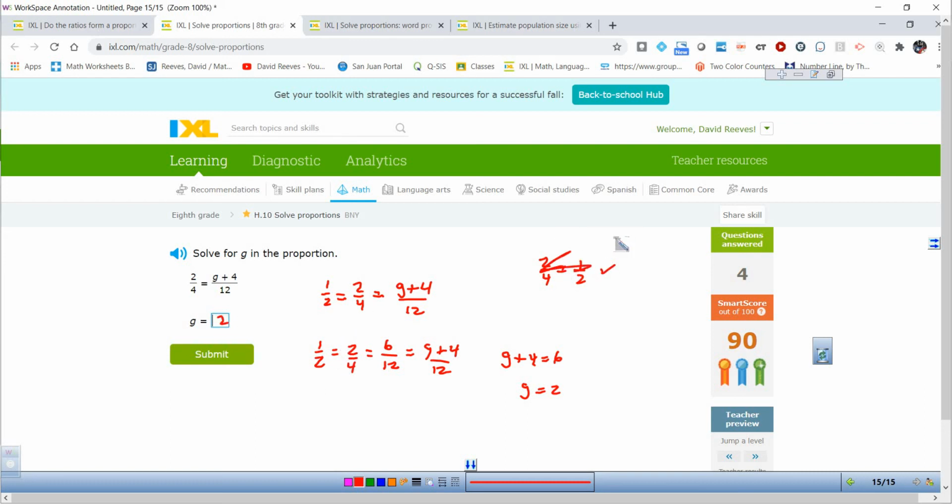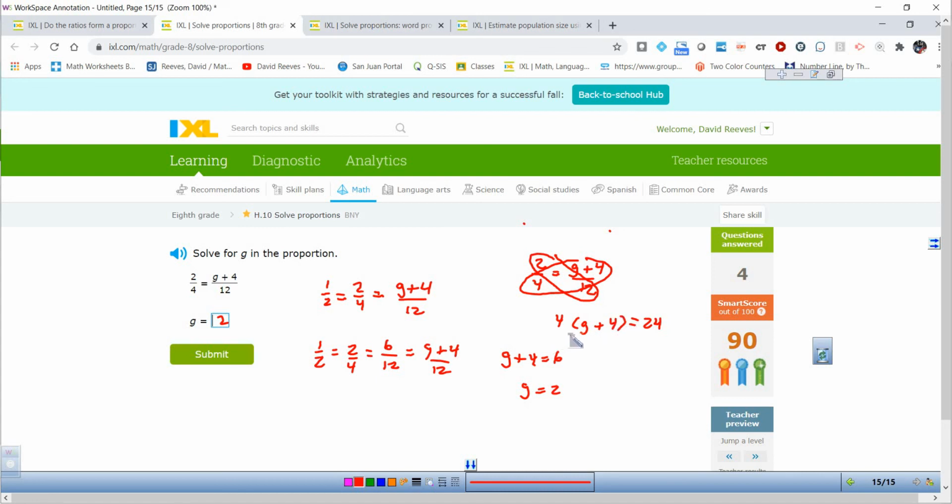All right. Let's look at the algorithm way. If you just want to do some number crunching, some algebra without thinking, which I don't like. All right, I guess there is some thinking involved. Many times you will see people go directly to this. They're going to cross multiply. This requires a little more algebra skills. 2 times 12 would be 24. So that cross product is 24. This one is going to be 4 times g plus 4.